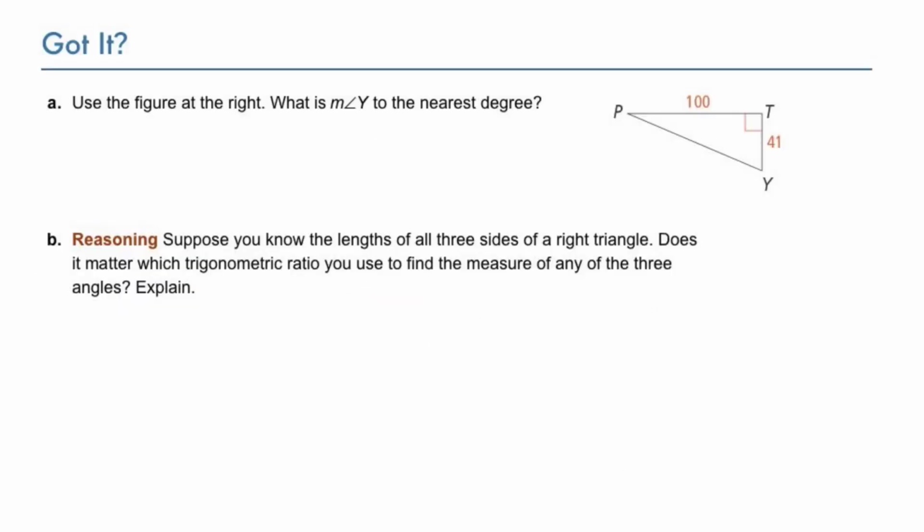Your turn. Part A. Use the figure at the right. What is the measure of angle y to the nearest degree? And part B, a reasoning item. Suppose you know the lengths of all three sides of a right triangle. Does it matter which trigonometric ratio you use to find the measure of any of the three angles? Explain.